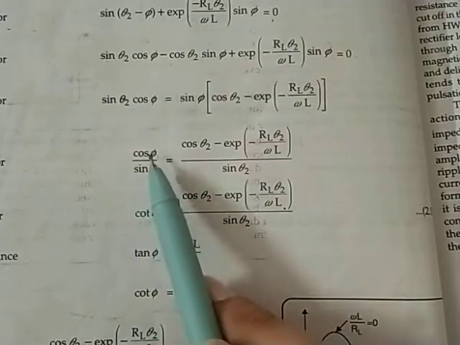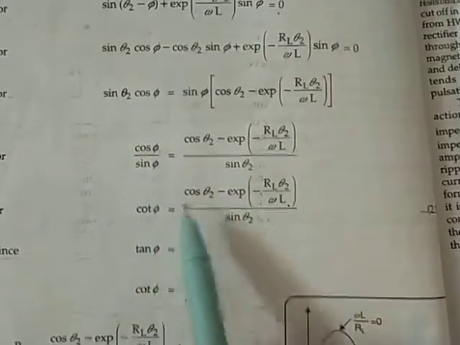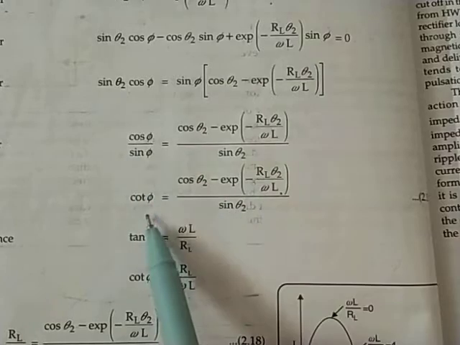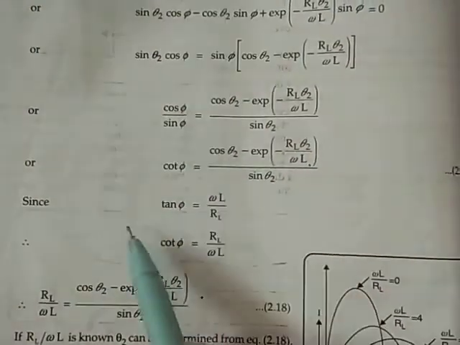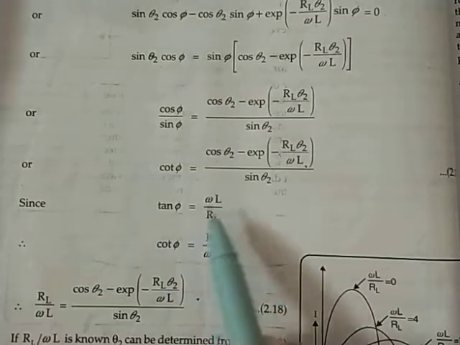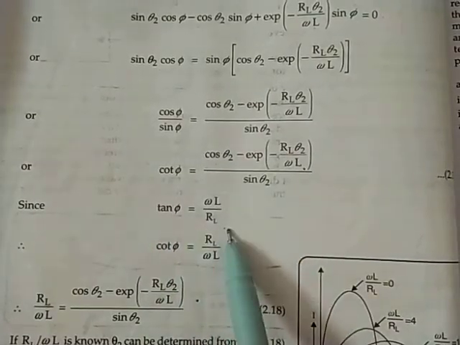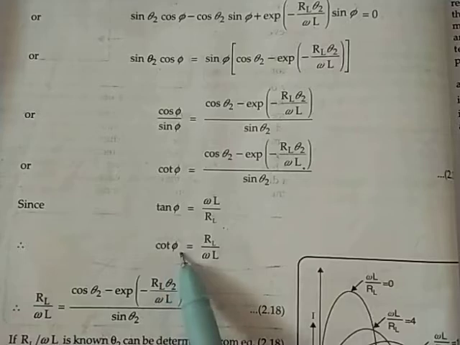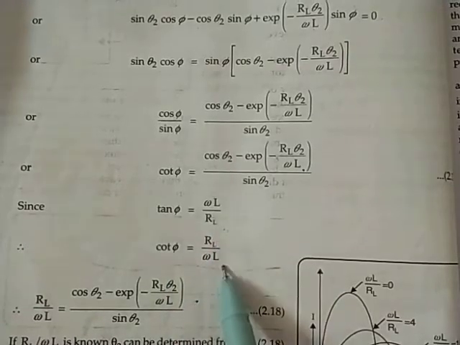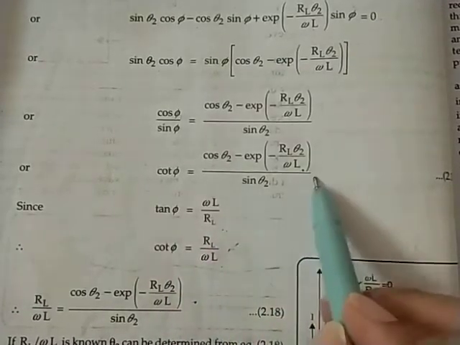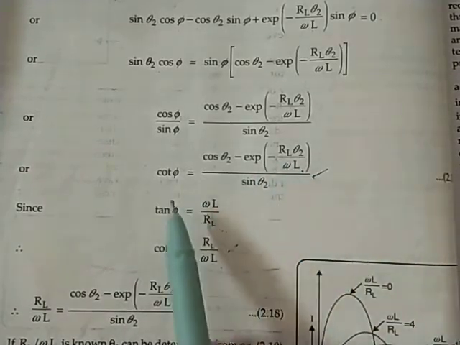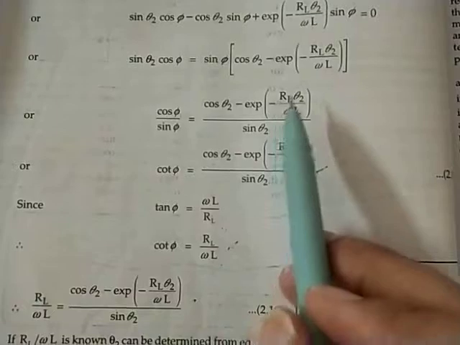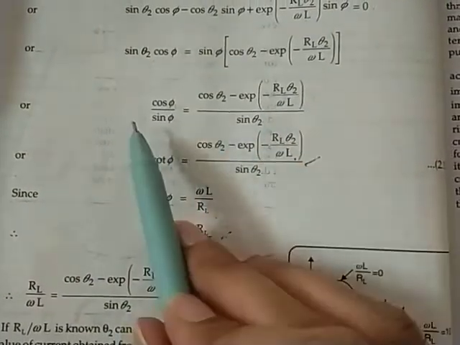We have basically converted it to a simpler equation by using the cot function. Because tan phi was equal to omega L upon RL, it means cot phi would be equal to RL upon omega L. So this is also cot phi and this is also cot phi. So we are basically eliminating the phi's, which is why we have kept the phi values on one side.